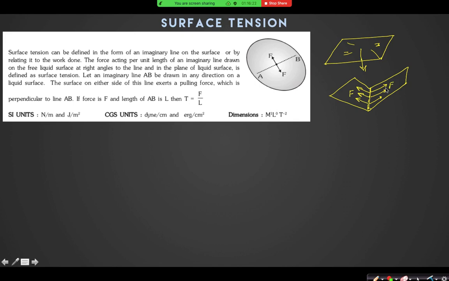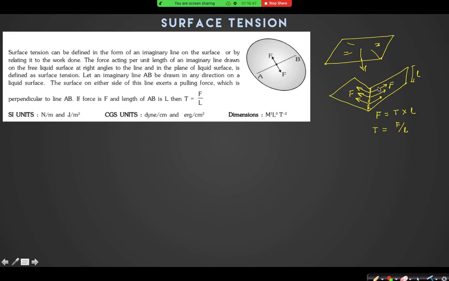Now how do I define the surface tension? If this length is L, then I can say that this force is nothing but surface tension multiplied by L. So surface tension is defined as force per unit length, right?